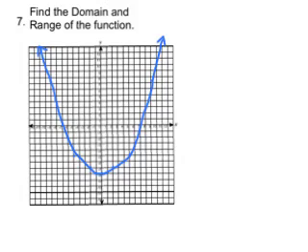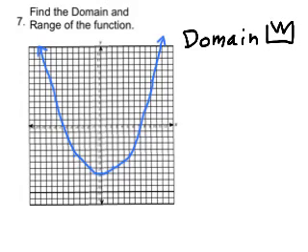Number 7, find the domain and range of the function. Okay, so now remember, domain is, think of it as a king's domain. We don't like kings, but think of it as a king's domain, which would be like land area, so it would be sideways. So it would be your x values. Your domain is your x values. You've got to remember this, because the definition is not going to be on the final.